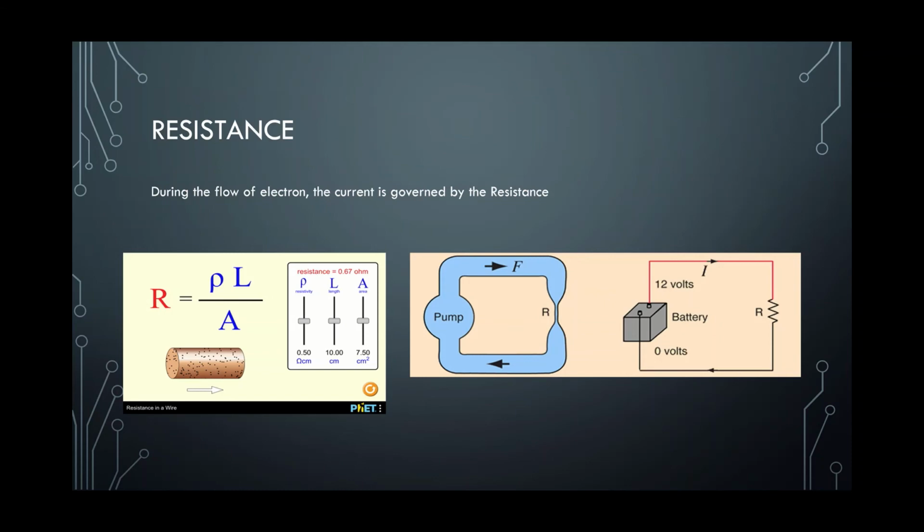So the flow of electrons is governed by a resistance. The resistance can control the amount of electrons. We can see here, if we have a small cross section, the amount of water flowing will be less. The same thing will be applied here. If the resistance is high, less electrons will flow, that means less current will flow. If the resistance is low, more electrons will flow.